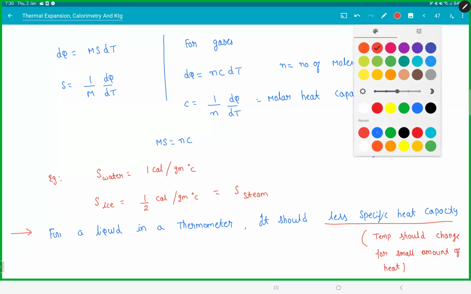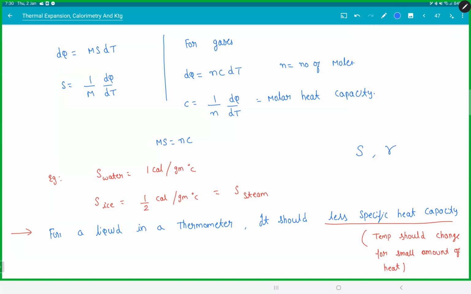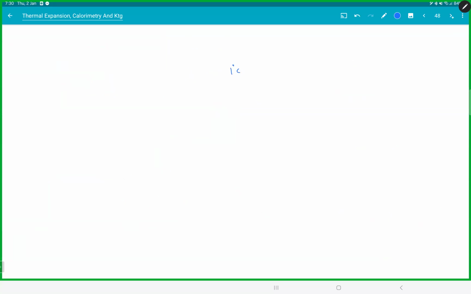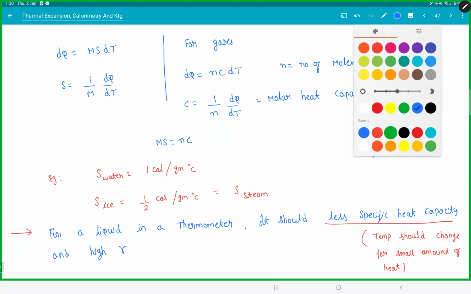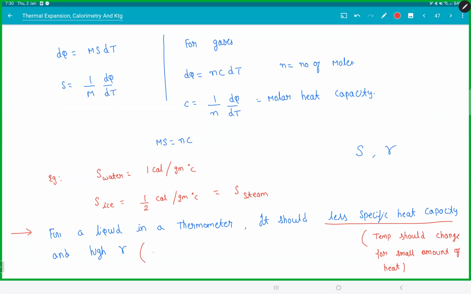And what about gamma? So when the temperature changes, you want the liquid to expand more or less? Let's say if the liquid expands only 0.1 millimeter, can you see? So you want it to expand substantially. For 1 degree temperature, if it expands 1 centimeter versus 1 millimeter, which one is more easily visible? So 1 centimeter, right? So you want it to expand easily. So gamma should be more. Even for a small change in temperature, liquid expansion should be more.